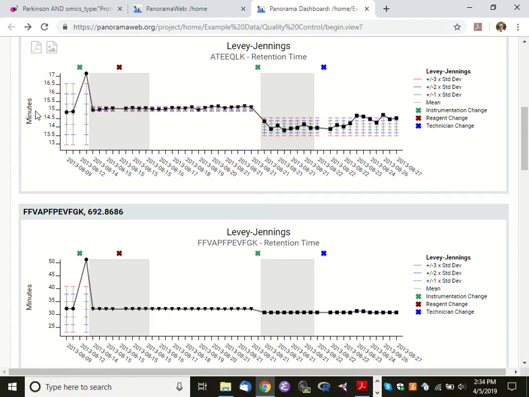So let's look at this peptide ATEEQLK. What is hydrophobic about that peptide? You remember the structures of amino acids? Oh, well, that's going to be what it is. What is E? Does anyone remember what E stands for?